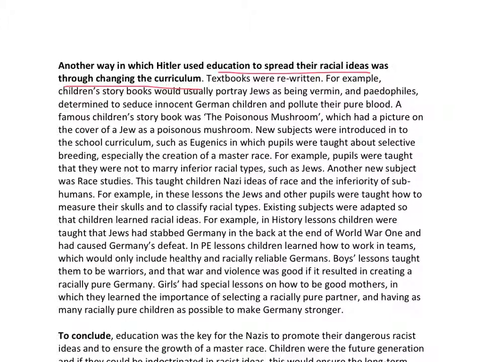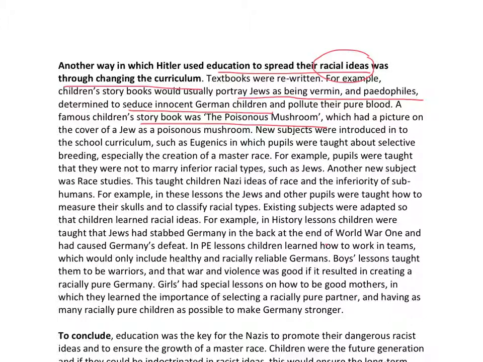So again, notice big emphasis on racial ideas. Don't just talk about education. Talk about how the lessons were organised to spread race, to talk about race. So how were Jews portrayed? They were portrayed as vermin, paedophiles, seducers of innocent children. An example is a famous children's storybook, The Poisonous Mushroom.